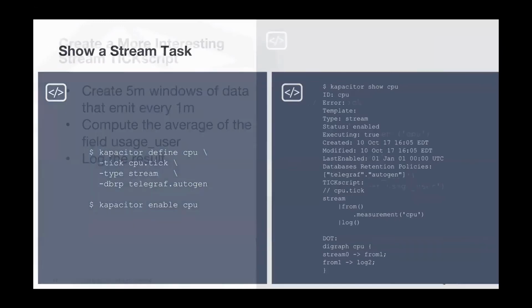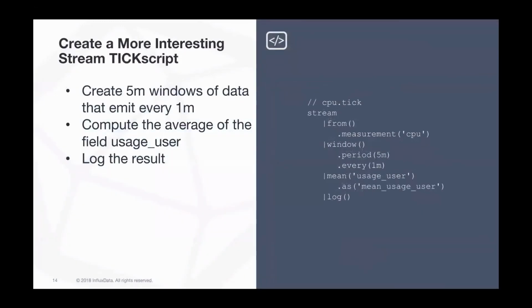All right, let's take a look at a more complex TICKscript. So this is still building from the TICKscript example we looked at before. We're still looking at a stream task, still looking specifically at the measurement CPU. But now we've added in this pipe window method. So now what we're doing is creating 5-minute windows of data, like 5-minute intervals of data, that are going to be emitted every 1 minute.